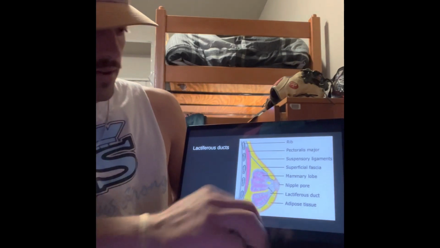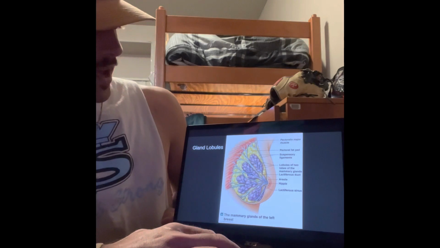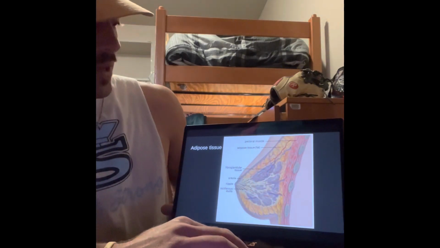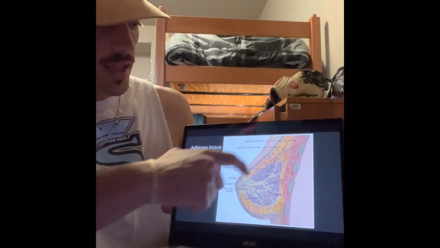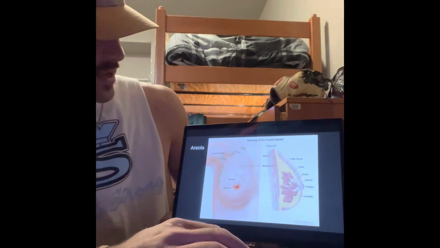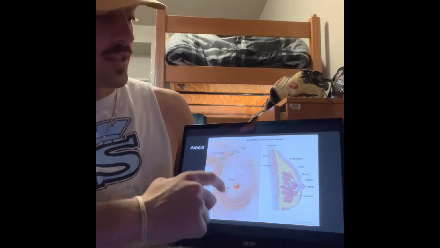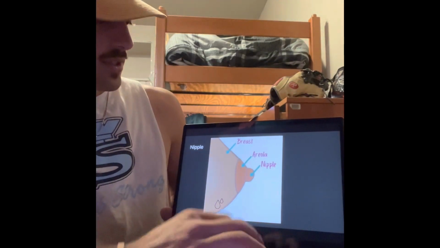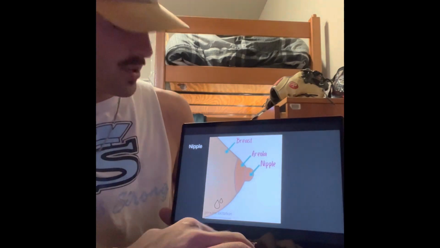Next, we have the gland lobules, which are in purple here. Then we have adipose tissue, which is this yellow that surrounds the breast. Then we have the areola, which is the outermost layer surrounding the nipple. Then we have the nipple, which is the central part that protrudes out from the middle.